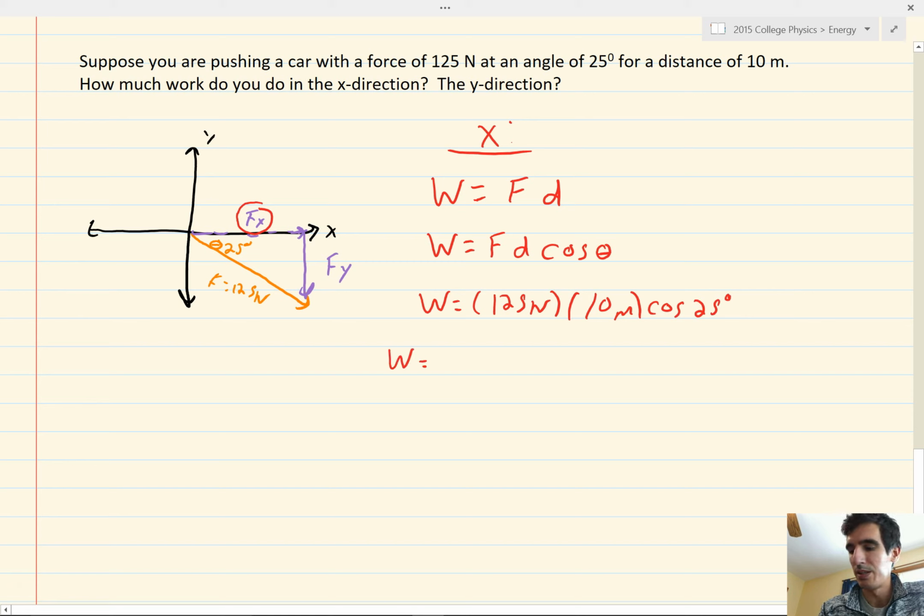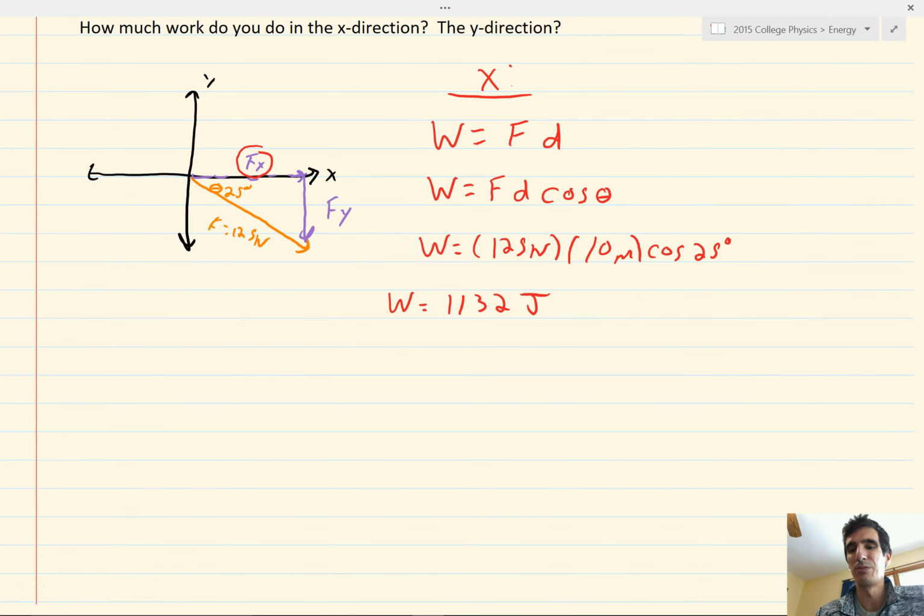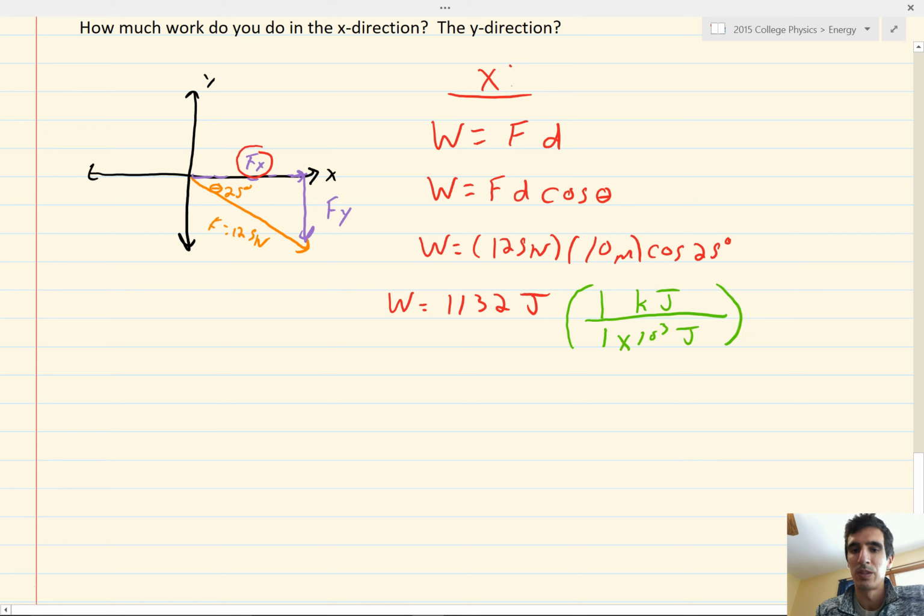And we get the work to be 1,132 joules. Let's convert that to kilojoules, because that's often what we see in our units, because we have such high numbers with work. So let's make our parentheses. We know 1 kilojoule, look in our reference table, is equal to 1 times 10 to the 3 joules. And we get for our final answer in the x direction, 1.13 kJ.